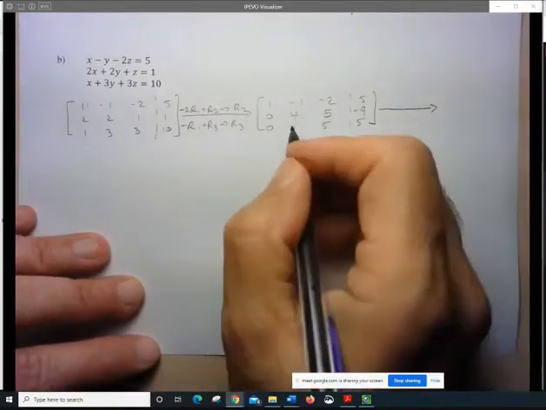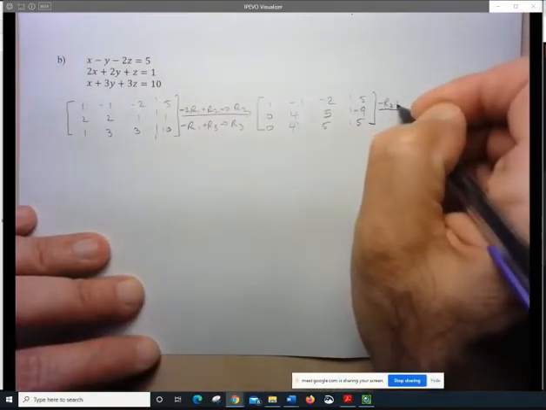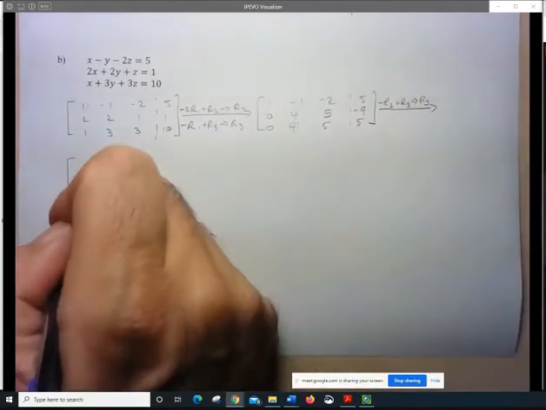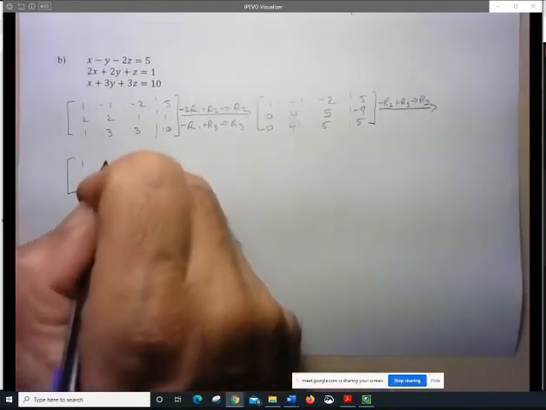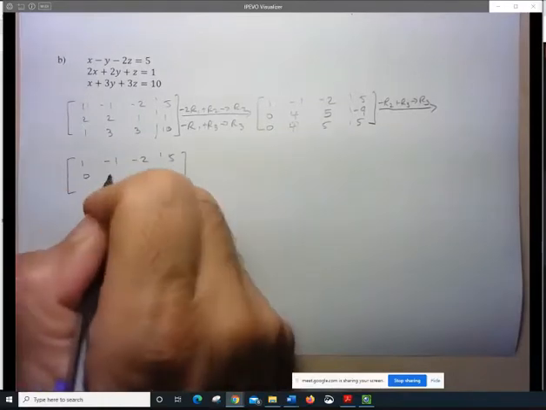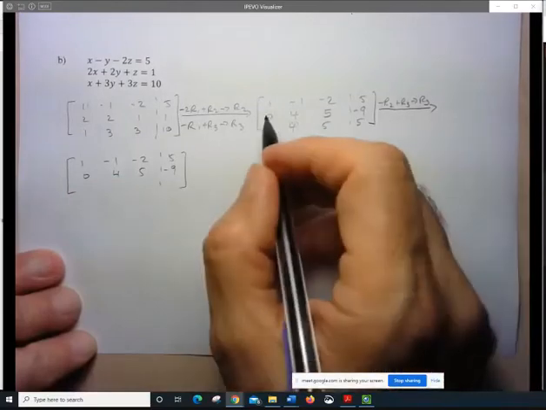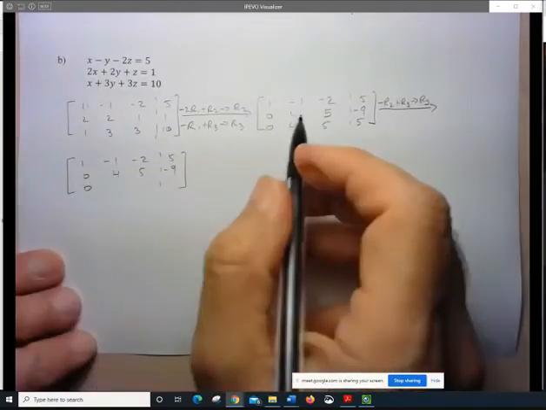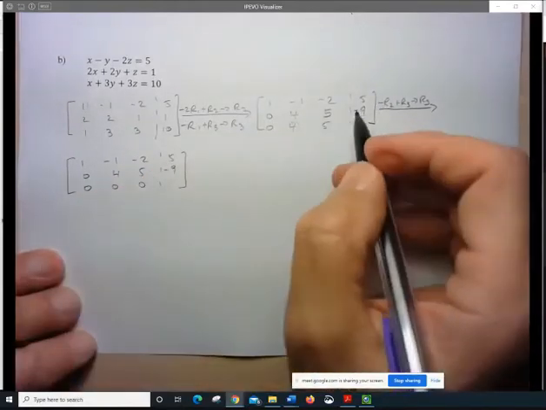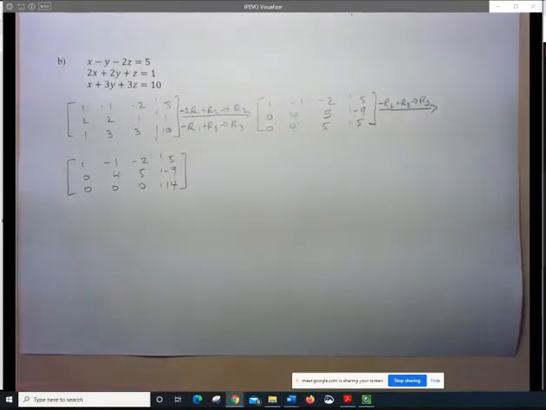Next step is to eliminate this value here. So I'm going to do -r2 plus r3 and replace r3. And let's see what that gives us. Row 1 doesn't change. 1, -1, -2, 5. Okay, 0, 4, 5, -9. Okay, -0 plus 0, still 0. -4 plus 4, 0. -5 plus 5, 0. 9 plus 5, 14. And what's the issue?